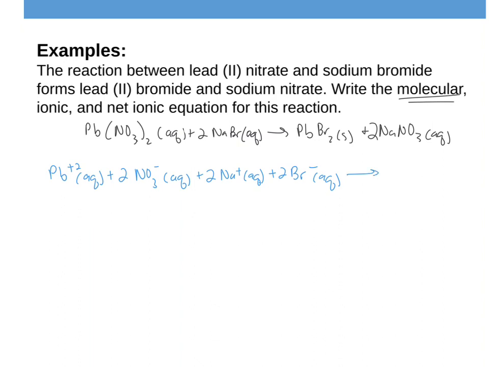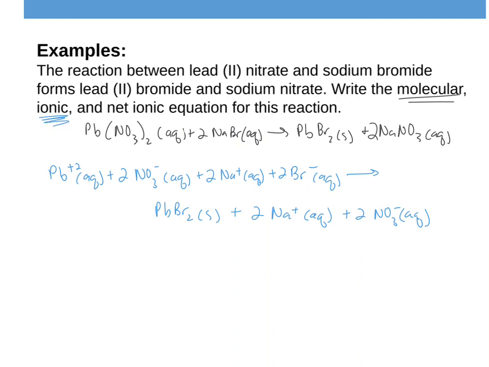And that is going to turn into, and I'm just going to give myself more space, lead-2 bromide, but that's a solid, so I don't break that up. And 2 more sodiums, Na pluses, and 2 more nitrates. Right, so I just had to go on to that next line there. So reactants are up top, products on the bottom. So that would be my ionic equation. Done, right? There's my ionic equation.